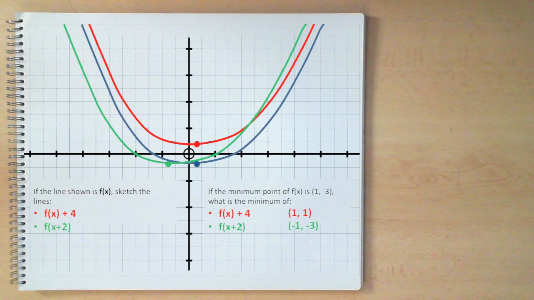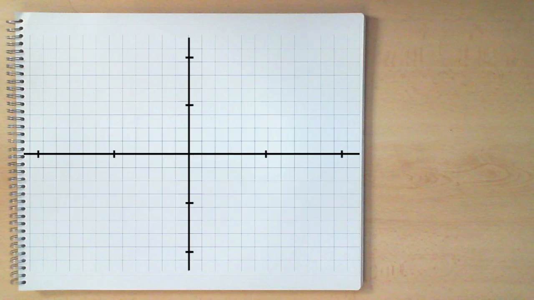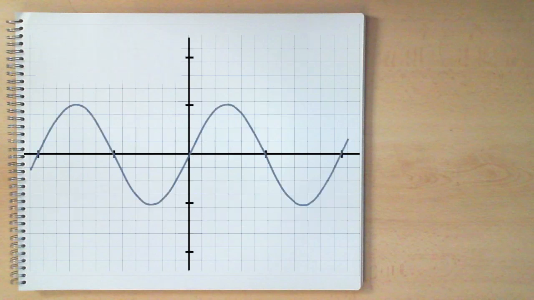This process also works to help you transform some rather complex curves. The example here we have is of the curve y is equal to sine of x. That's a repeating curve that looks a bit like this. So if we have that curve drawn for us, we can ask the question, what does the curve of y is equal to sine of 2x look like?